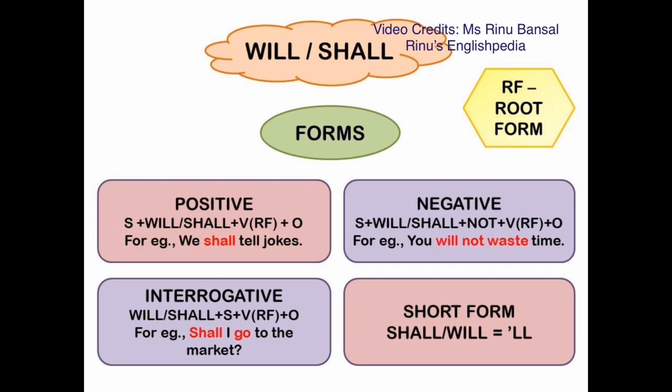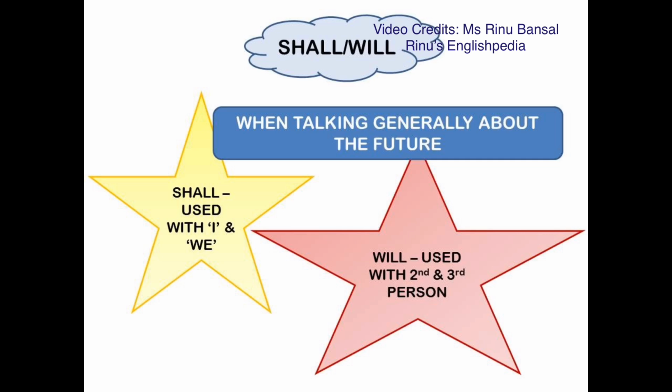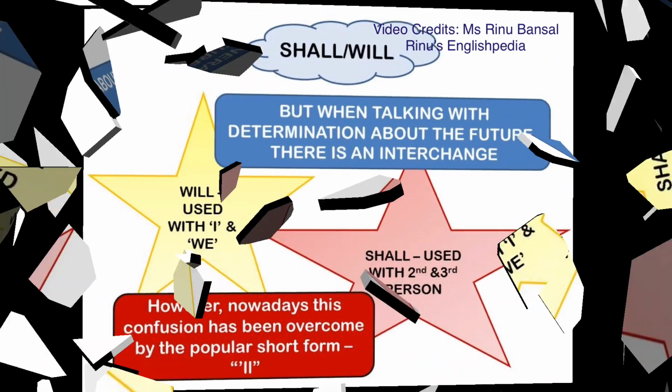In the interrogative form, we write it in the sentence structure as will or shall plus subject plus verb in the root form plus object. For example, shall I go to the market? And finally, the short form of shall and will is apostrophe double L. When we are generally talking about the future, with I and we use shall. However, with the second and third person, that is you, he, she, it and they, will is used.